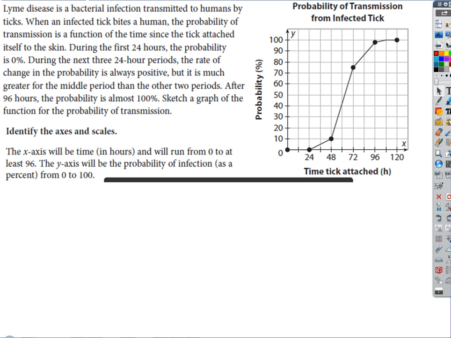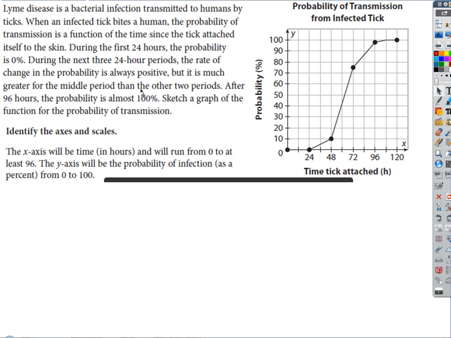So here's the situation. Lyme disease is a bacterial infection transmitted by ticks. If you read through this, what it tells you is that your probability of developing Lyme disease, which is really, really bad, is very much dependent on how long that tick is on your skin. During the first 24 hours, the probability is 0%. There's almost no chance of getting Lyme disease if you get rid of the tick within 24 hours.